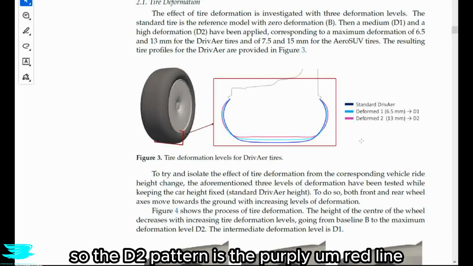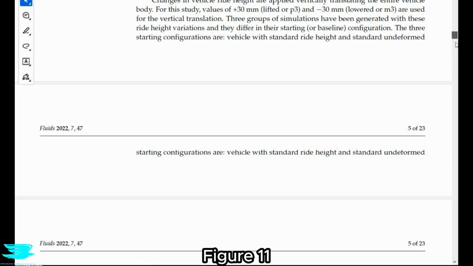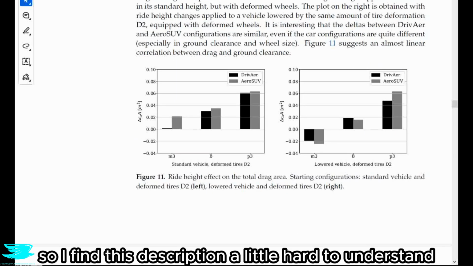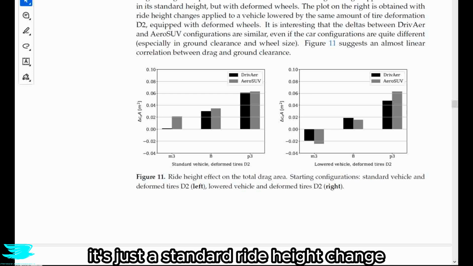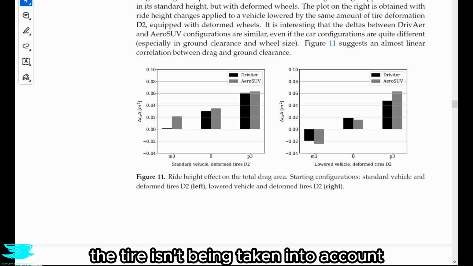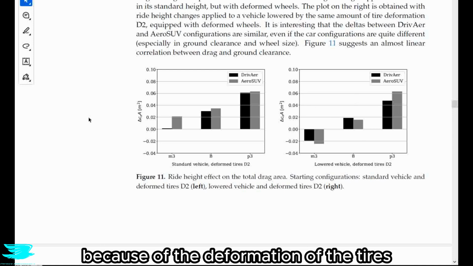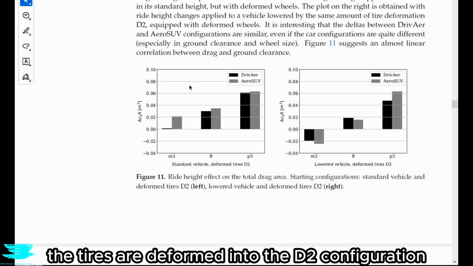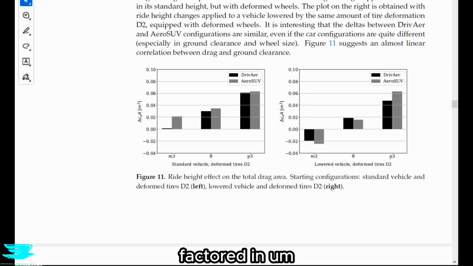The D2 pattern is the purpley red line, so it's deformed quite a lot. So let's describe figure 11 because it is a little different to figure 10. I'm finding the description a little hard to understand, but from what I can tell, for the left figure, as I mentioned, it's just a standard ride height change and the deformation of the tire isn't being taken into account. For the right figure, we are now factoring in the additional change in ride height because of the deformation of the tires. For both figures, the tires are deformed into the D2 configuration, so the most deformed. For the left figure, the additional ride height change for the car isn't factored in.